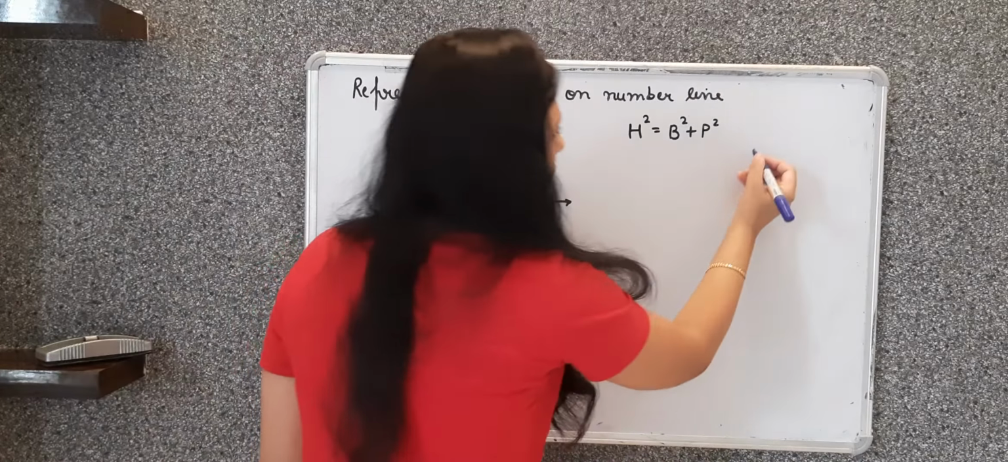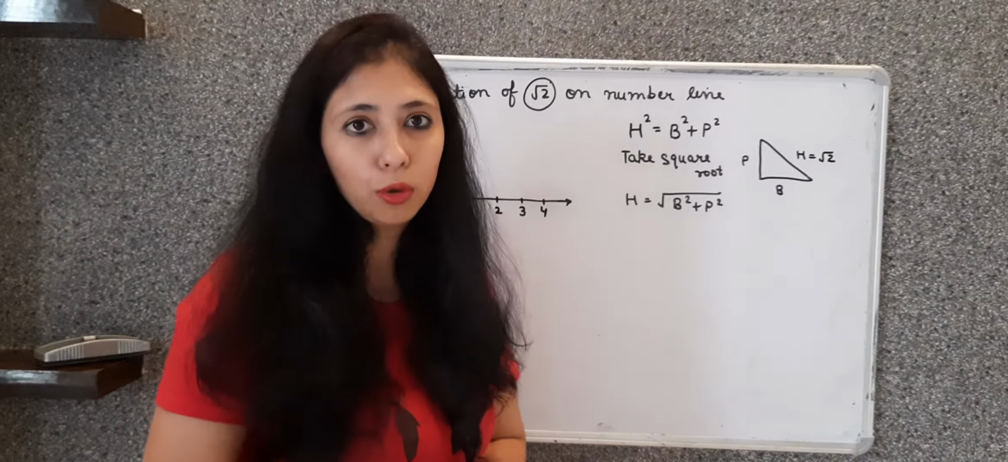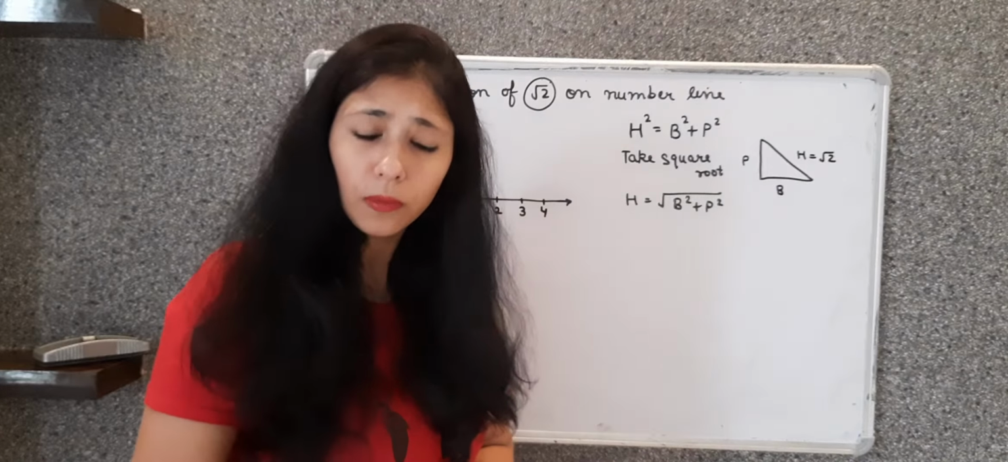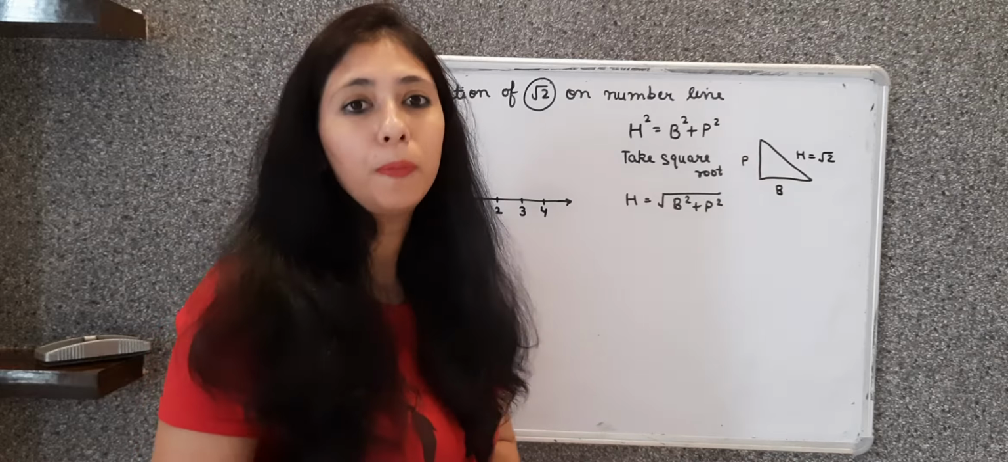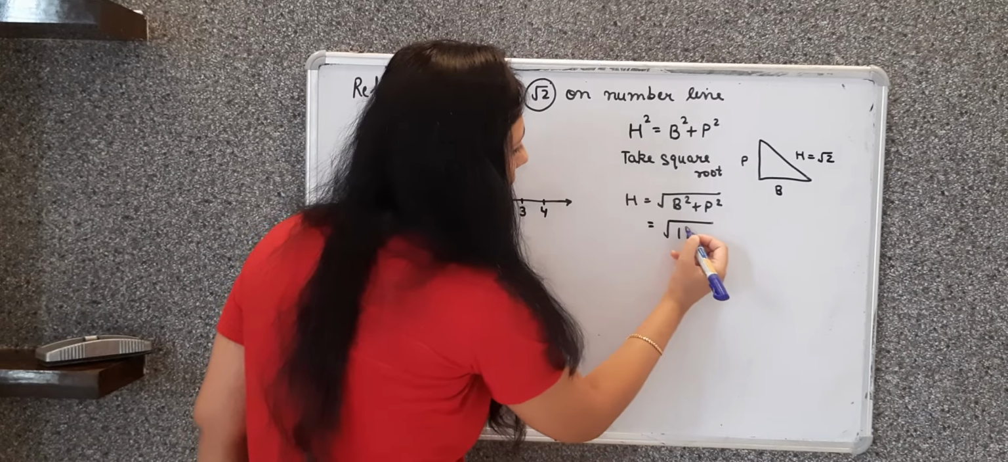hypotenuse will be equal to root of b square plus p square. And this hypotenuse value, I want it as root 2. So now we need to think what values of b and p I should consider so that the hypotenuse comes out as root 2. What comes to my mind is, if I take the value of b as 1 and the value of p as 1, just check it: 1 square plus 1 square, that's 1 plus 1, which is root 2.